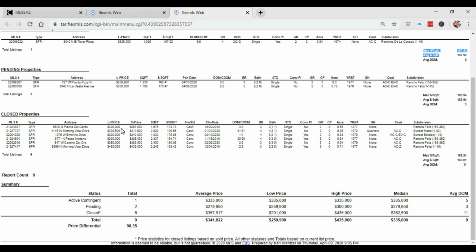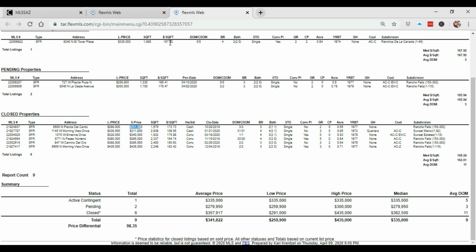I'm not saying that that's what happened here, but you can see that this one sold for $291,000. They were asking $299,000. They sold it for cash in 3 days, and that particular property has 1,675 square feet. That one, I'm not sure how much that is. Yeah, $173 a square foot. Now, does that mean that that's what this home should sell for? Should it sell for $173 a square foot?